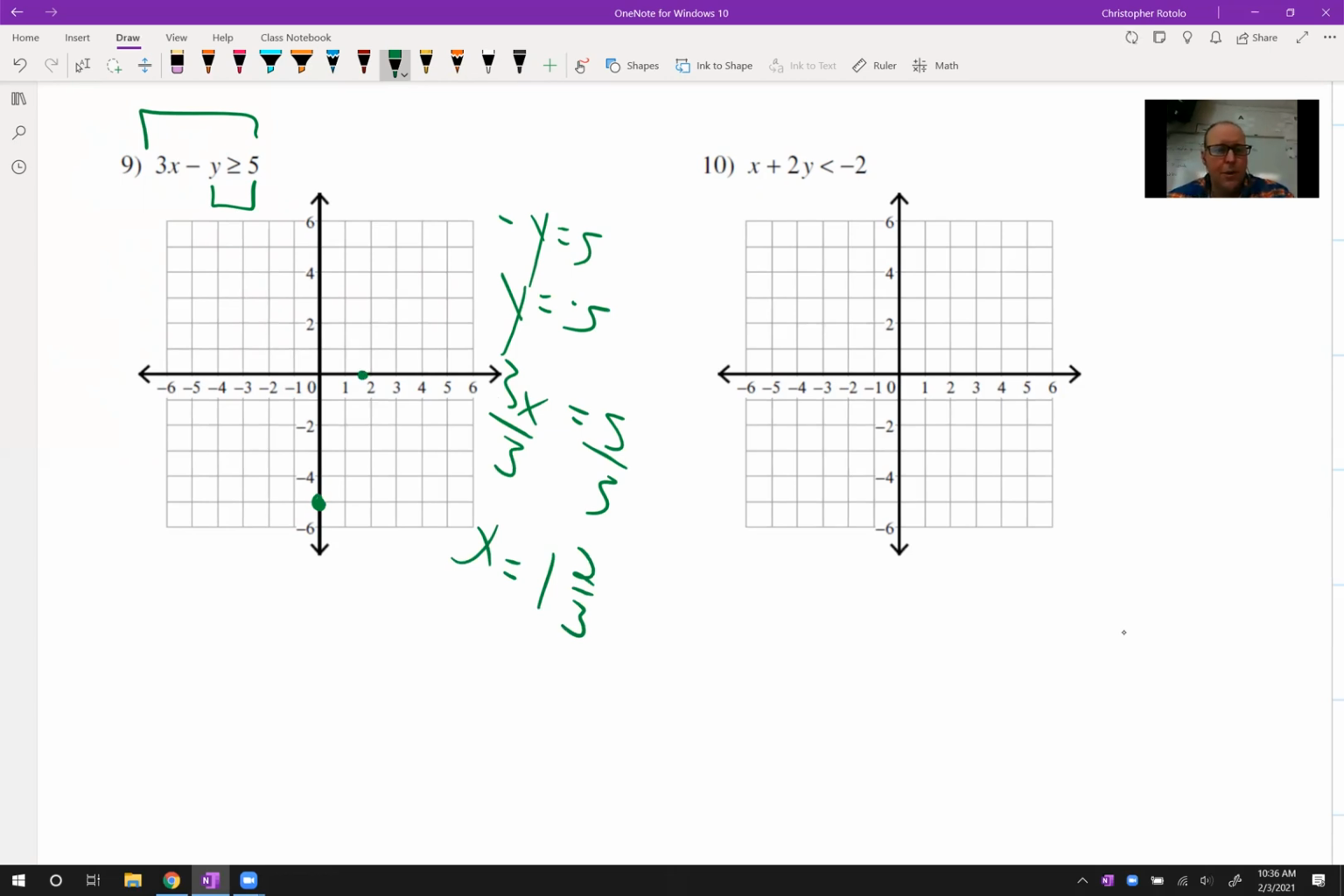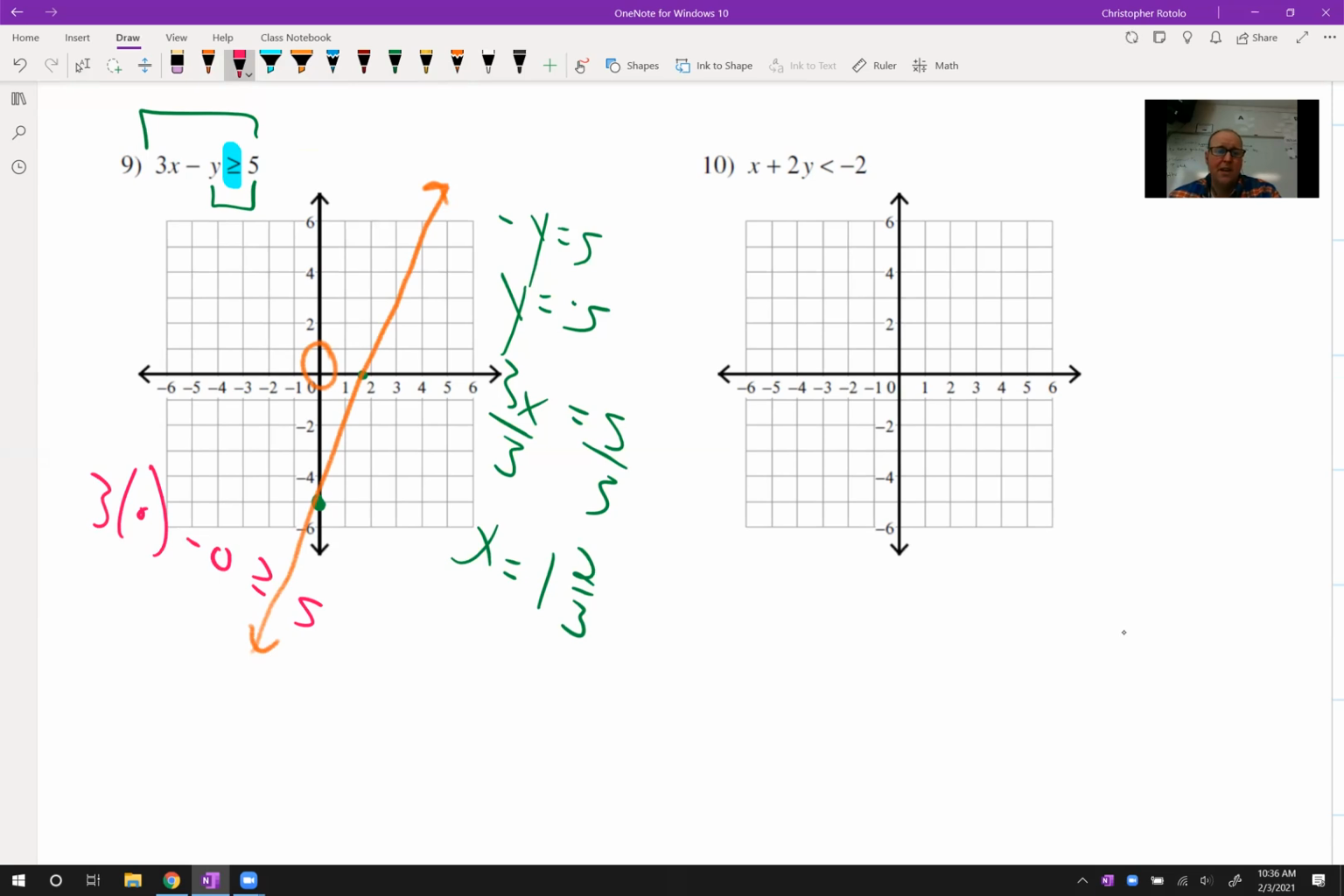Now we're in standard form. Again, I'm going to double check what's going on here. It has an equals to, so I'm going to connect those two points with a solid line. Where am I going to test it? I'm going to test it right here. In standard form, check this out, guys. 3 times 0 minus 0 greater than or equal to 5. So standard form, even better to check.